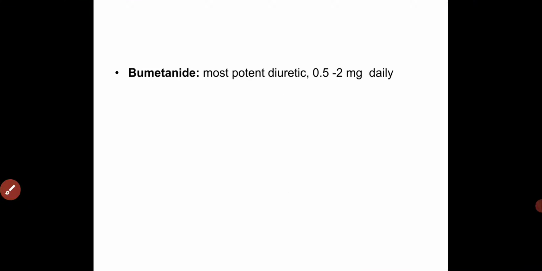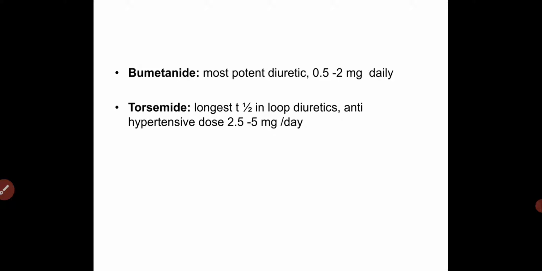Okay. Another drug is bumetanide. It is the most potent diuretic, and the dose is 0.5 to 2 milligram daily, okay. If there is resistance to furosemide, then we give bumetanide. Then torsemide has the longest half-life among the loop diuretics, and it is also useful as an antihypertensive because of the longer half-life. It is 2.5 to 5 milligram per day.